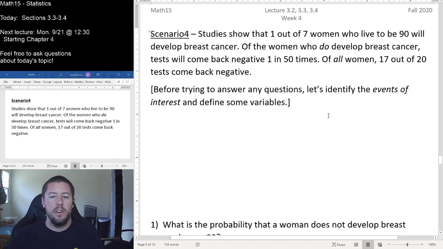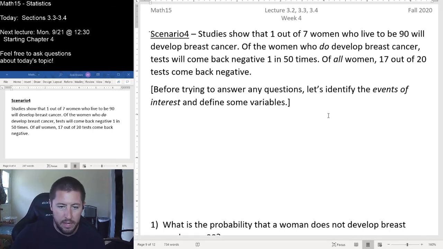So before trying to answer any questions, let's first identify the events of interest and define the variables that we've been given.